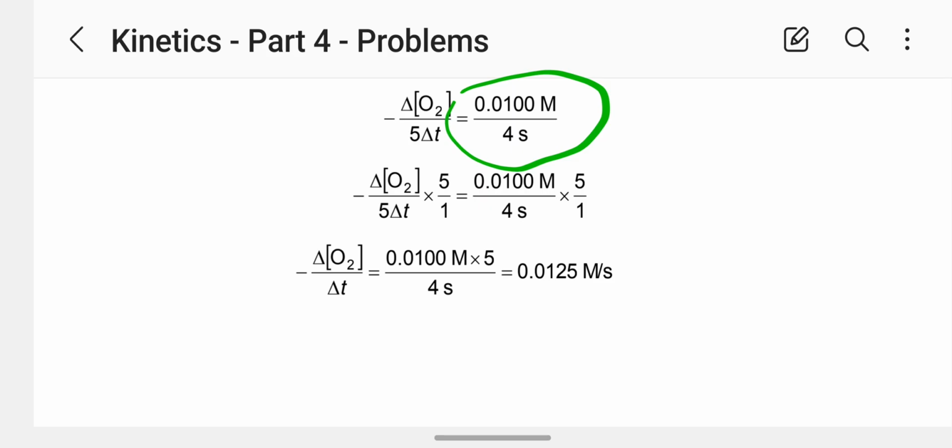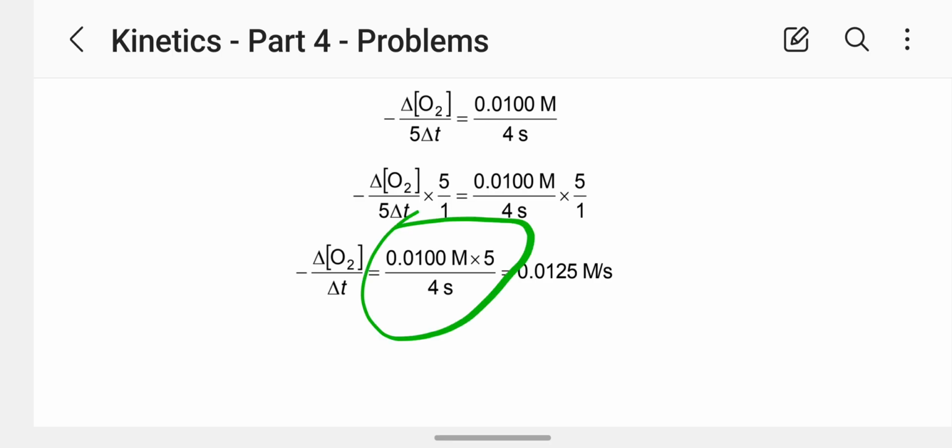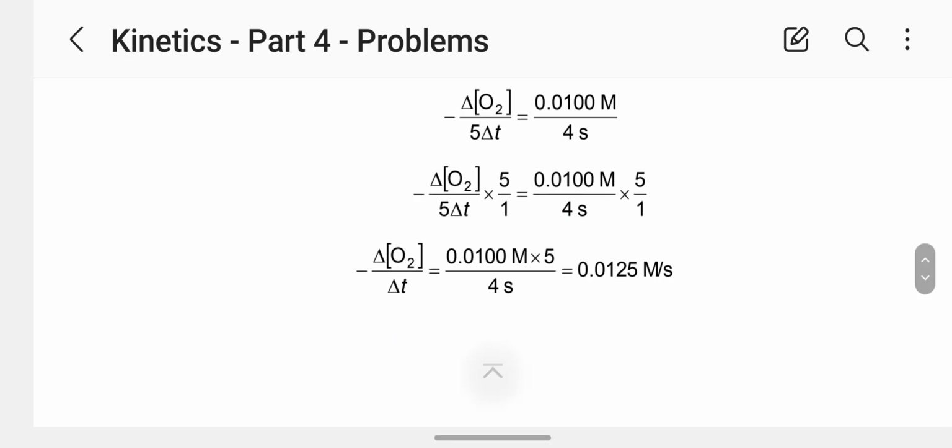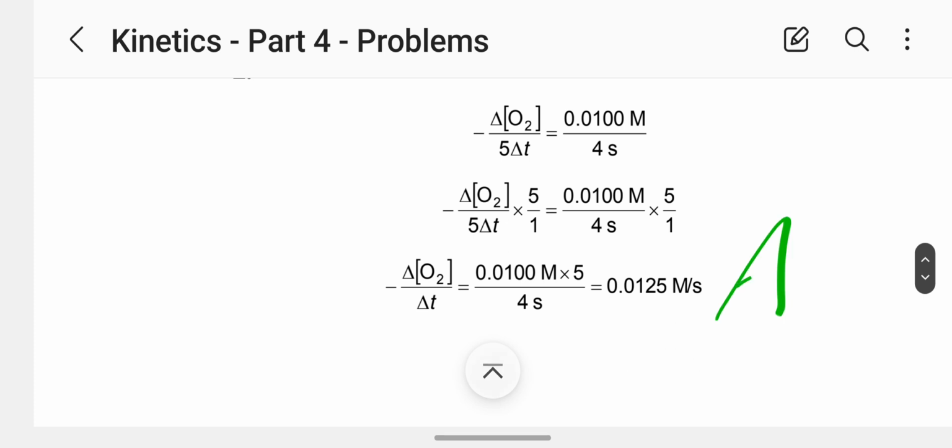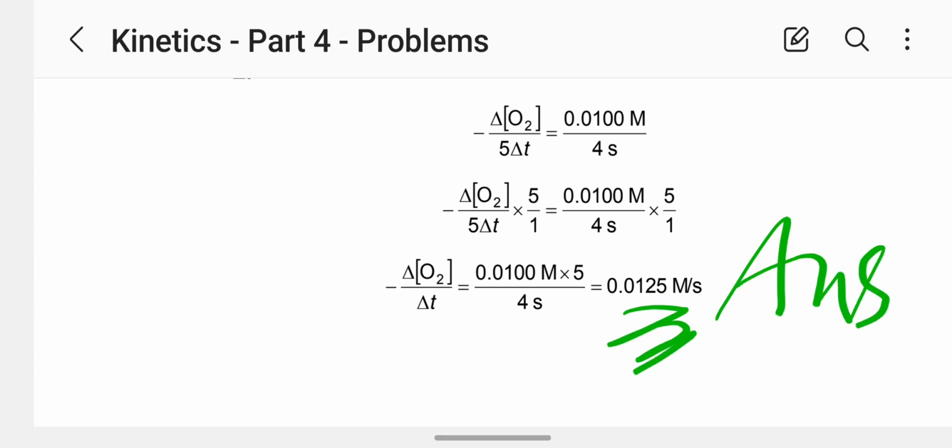0.0100, which is the rate of disappearance of ammonia in the reaction, divided by 4 is the time required for disappearance of ammonia in the same reaction at a particular point. So multiplying 5 on both sides, we will get a value like this, and the overall answer will be this one. Alright, this is the answer to the rate of disappearance of oxygen gas in the reaction at a particular instant of time or at a particular point in the reaction.